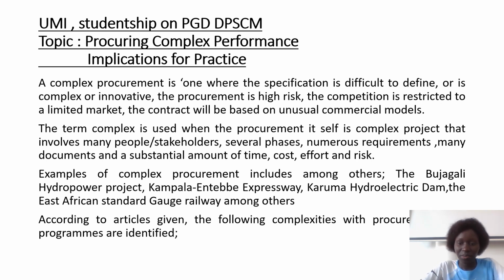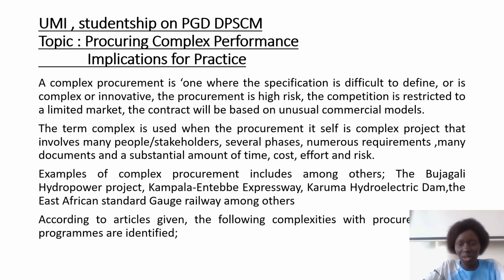Examples of complex procurements in Uganda include the Bujagali Dam project, Karuma, Entebbe, Kampala Entebbe Express Highway, the East African Standard Railway, among others.